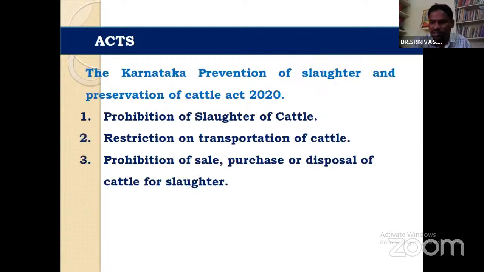Before going into ads, I would like to remind you of some artificial insemination programs. From the government side, we have artificial insemination programs. As I told earlier, our cows give very little milk, up to 2 to 3 liters per day, whereas Jersey and HF give around 20 liters per day.